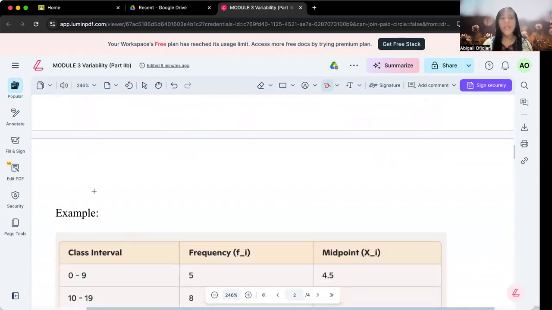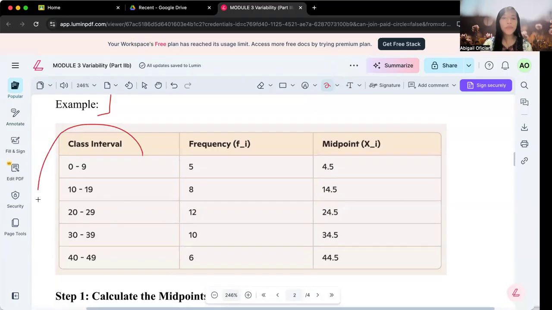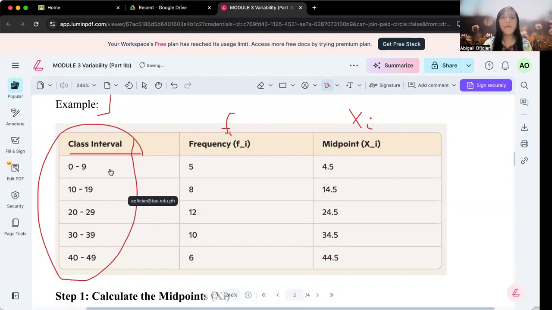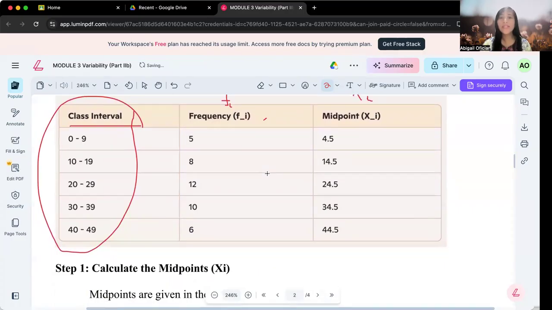Now, for you to understand how to compute, let's have an example. Let's say we have here a set of data. Of course, this is a group data. So we have the class interval, the frequency or the Fi, and the midpoint or the Xi. Since we have the class interval already, it's easy to do, and the frequency is given.